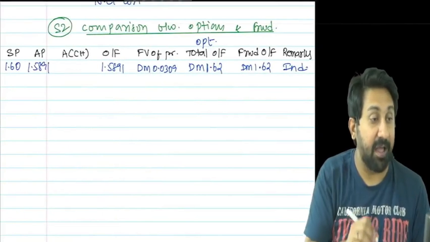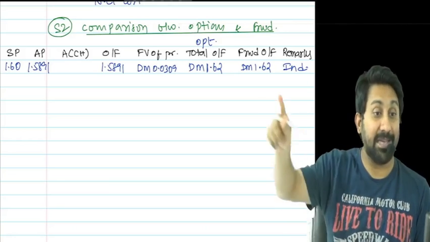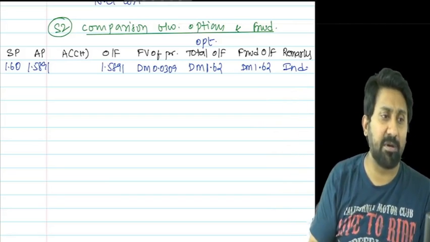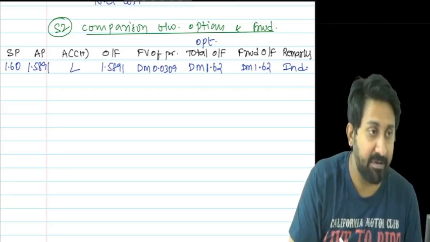If the actual price is 1.5891, SP is greater than AP, so I am not going to exercise. In the market, it is available at 1.5891. Why would I exercise? I will lapse. What is a lapse?